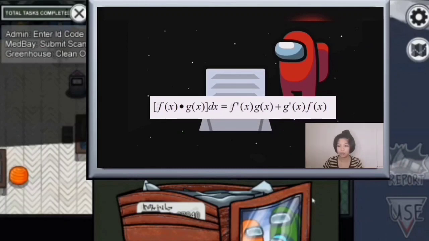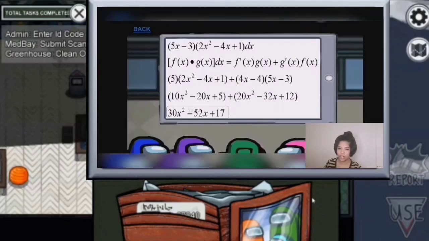First is the product rule. The product rule has the formula: the derivative of f of x times g of x is equal to f prime of x times g of x plus g prime of x times f of x. So using this formula, let's solve our example here.